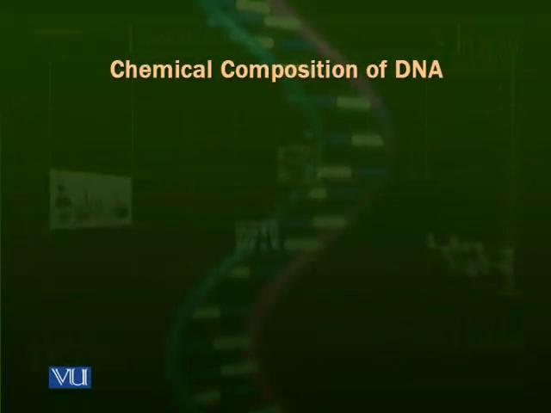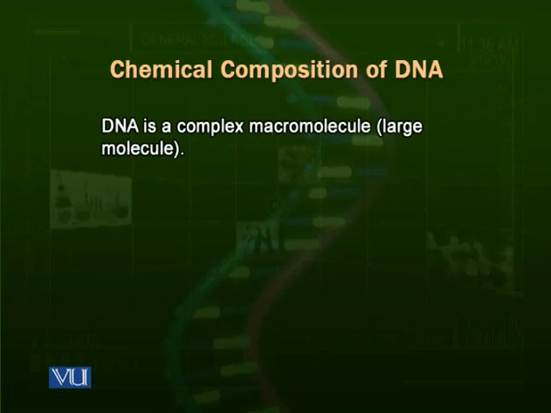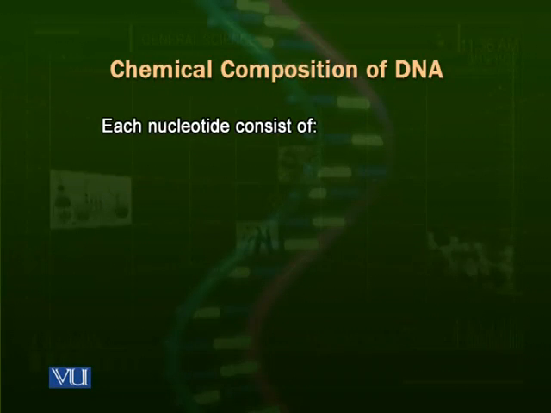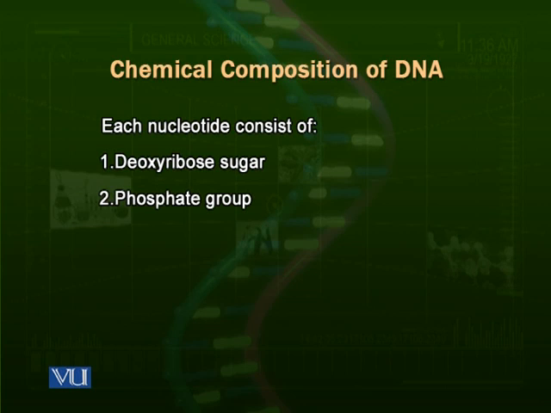Now we talk about the chemical composition of DNA. DNA is a complex large molecule. It's a macromolecule. It consists of subunits. Subunits are called nucleotides. Each nucleotide consists of 3 major molecules. One is a sugar, a 5-carbon sugar, and that is deoxyribose. The other one is a phosphate group, and the third one is a nitrogenous base.